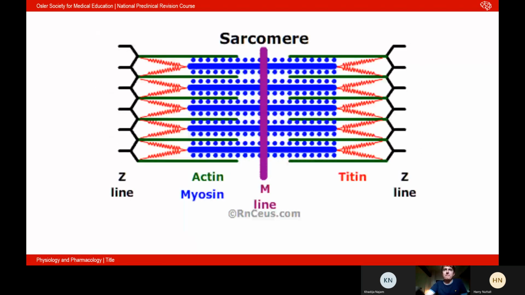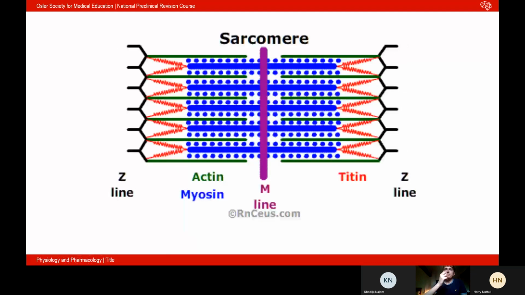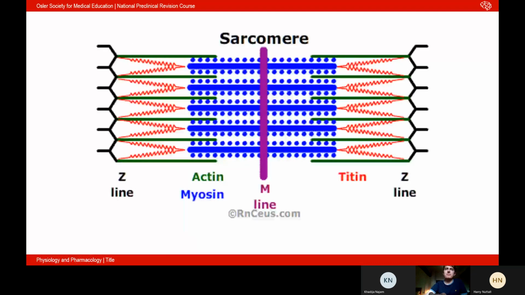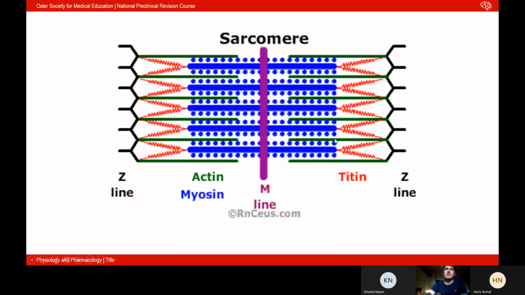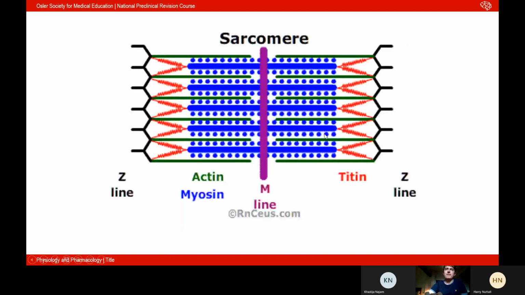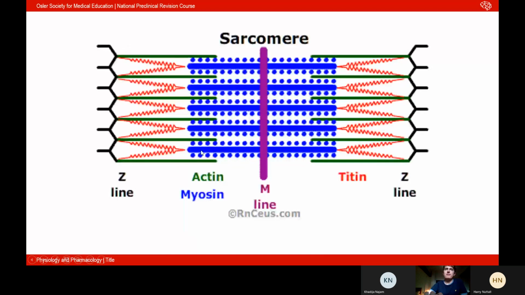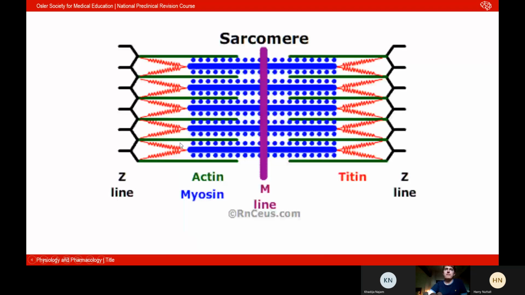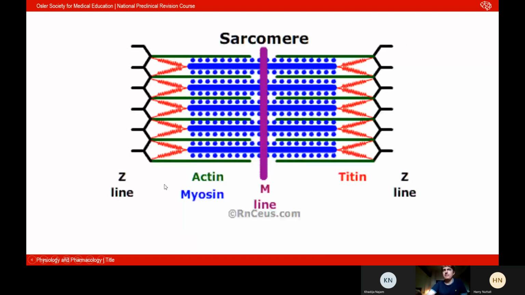So here's just an animation I found that demonstrates this cross-bridge formation between these blue myosin molecules with the globular heads and the actin molecules, and the role of this spring protein titin as well, which is a key protein to consider.